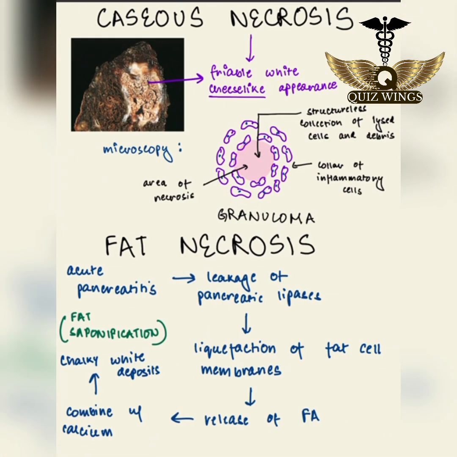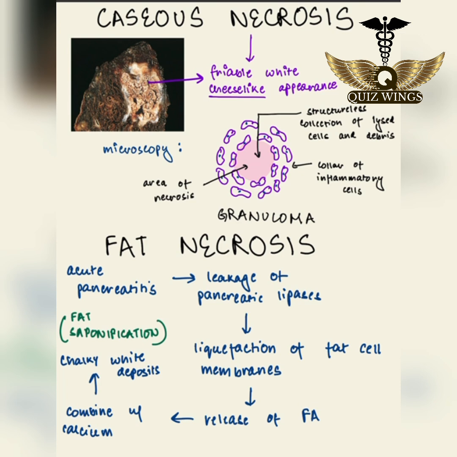Then there's caseous necrosis. Now, this is the picture of a lung, and if you see the picture closely, there's a friable white cheese-like appearance. Due to the fact that it looks like cheese, that is why it's called caseous necrosis. Now, typically, it is seen associated with a granuloma, such as in TB. So, this is a granuloma, and the pink amorphous area that you see is the area of actual caseous necrosis. And it's basically a collection of lysed cells and debris. And there's a collar of inflammatory cells around it, right?